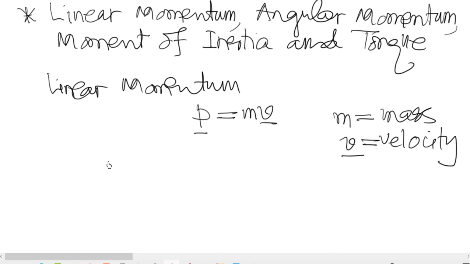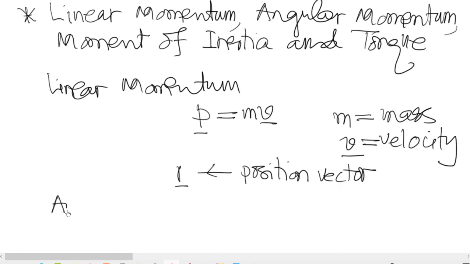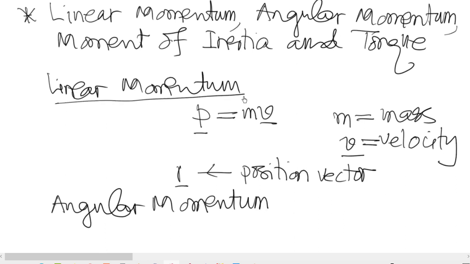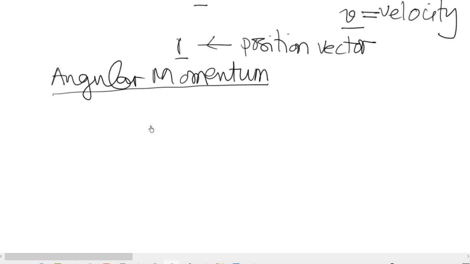And if the position vector of the particle is r, then we define angular momentum by small l, which is small r cross p. That is the cross product of the displacement vector r and the linear momentum small p.